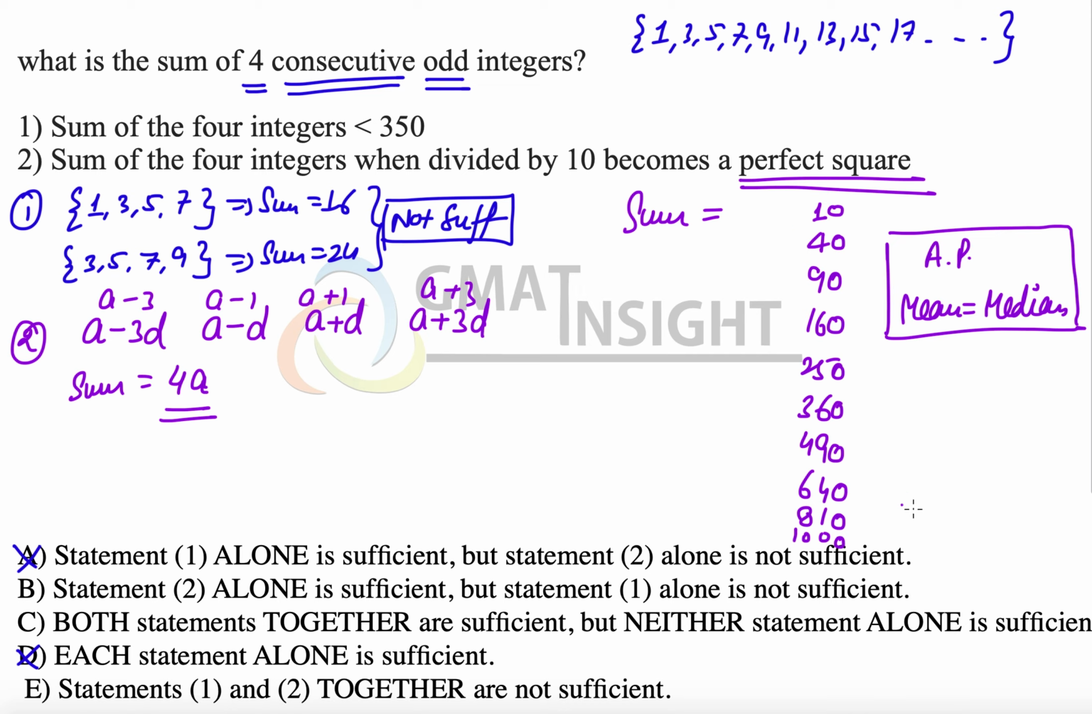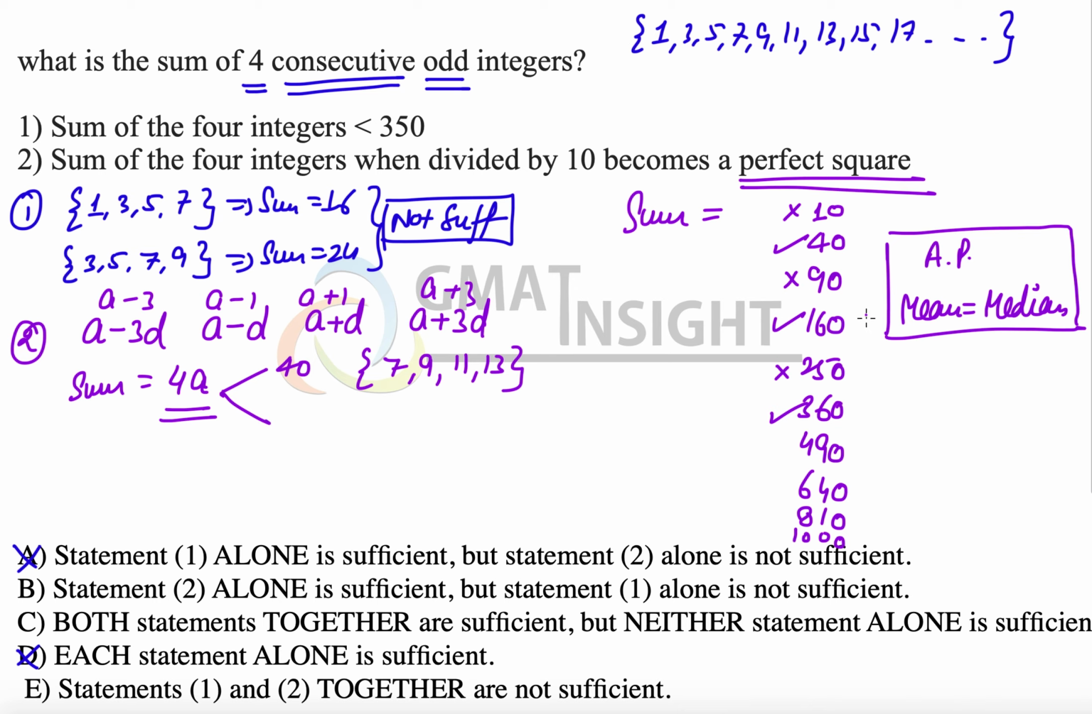Now, look at these numbers. The perfect square is followed by a 0. 10 is not divisible by 4. 40 is, 90 is not, 160 is, 250 is not, 360 is. Which means one possibility is if 4a is equal to 40. 40 means the sum of them is 40. That means the average of them is 10. That means the set will be 10, keeping in between one number less is 9, one number greater is 11. The previous odd number is 7, the next odd number is 13. So the four numbers could be this.